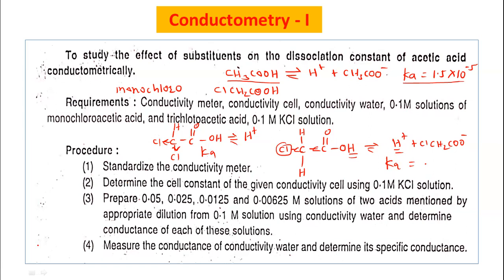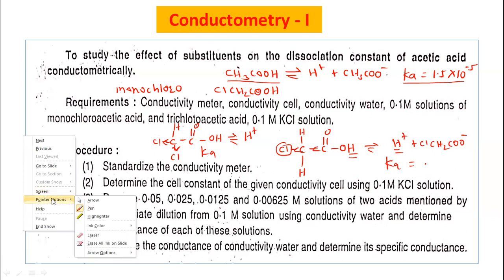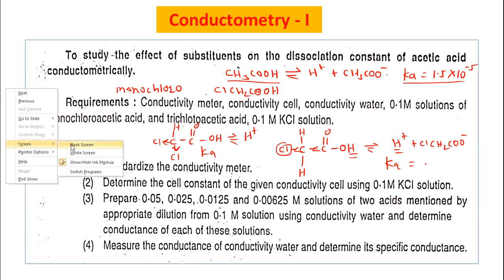This is the requirement. Now in this experiment, first of all, we have to prepare the solutions from the stock solution. Let us see how we can prepare the solutions here. Let us show the stock solution. We are given two solutions here. First one is monochloroacetic acid. This is the stock solution which is given here.